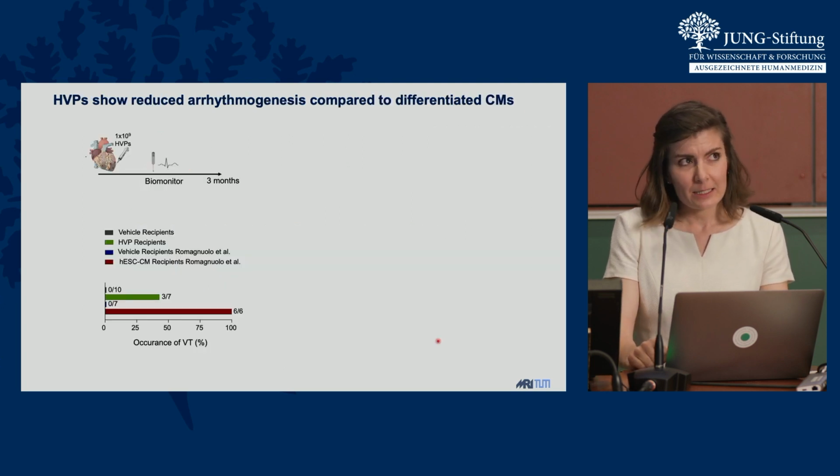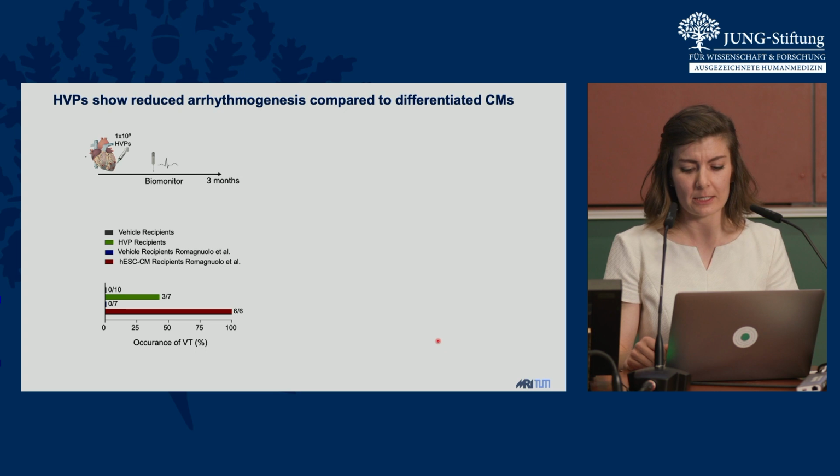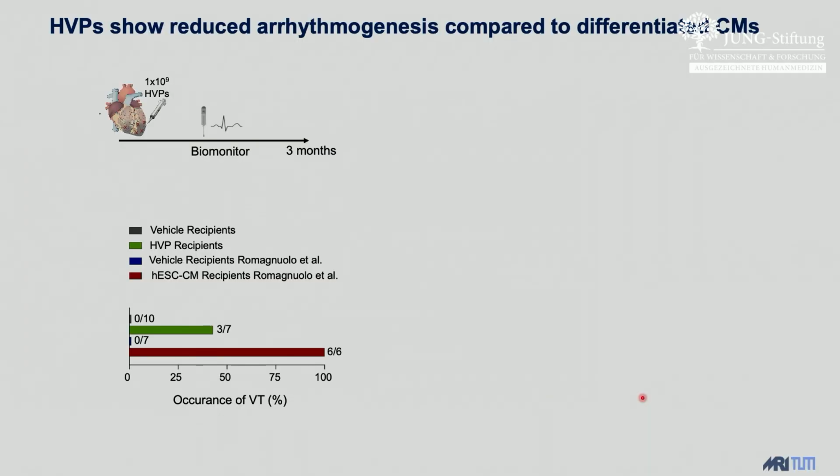Now, one of the biggest limitations of injected cells, and this especially applies for differentiated cardiomyocytes, is the development of arrhythmias. For this reason, we have equipped the pigs in this experiment that I've just shown you with a biomonitor that would monitor their heart rhythm for the entire period of this analysis. And we have compared our analysis of the pigs with a published cohort of Romagnolo et al., which performed a similar experimental design as we did, but they used fully differentiated cardiomyocytes.